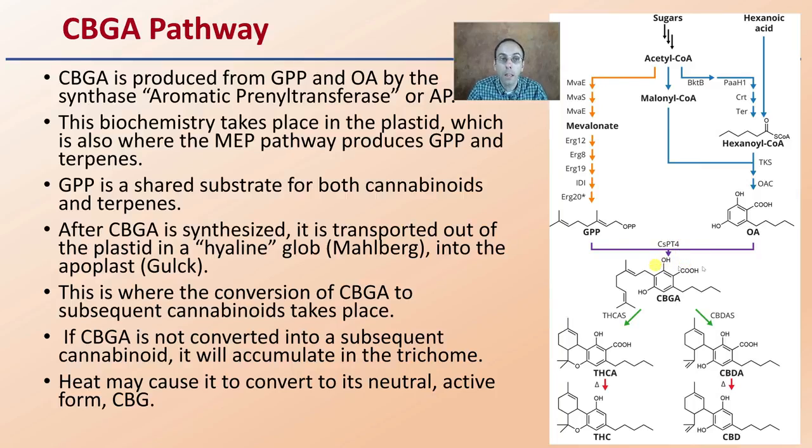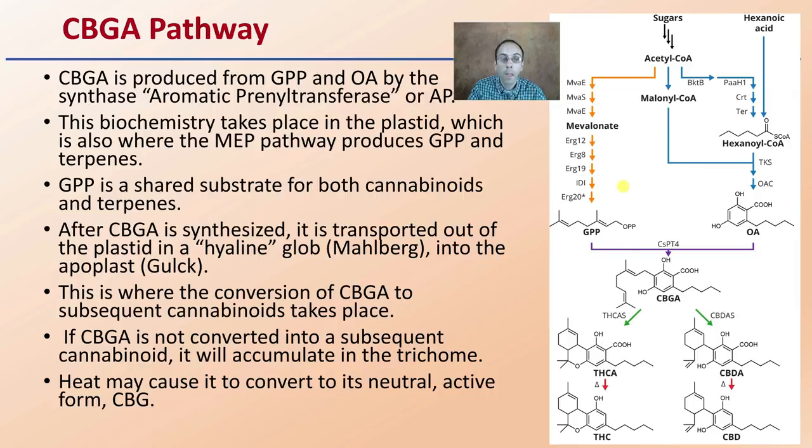Now CBGA is produced from GPP and OA by the synthesis of aromatic prenyltransferase, or just AP. The biochemistry takes place in the plastid, which is also where the MEP pathway produces the GPP and terpenes. So we're seeing some overlap to other plant processes. GPP is a shared substance in both cannabinoids as well as terpenes, again showing some overlap in these pathways within the plant.